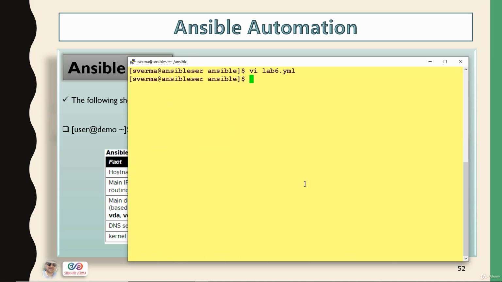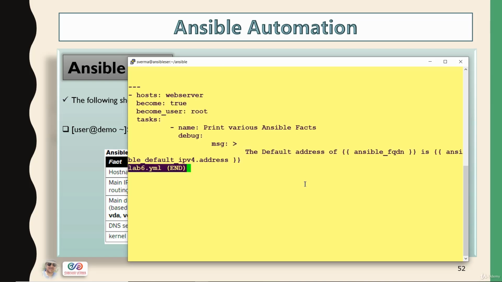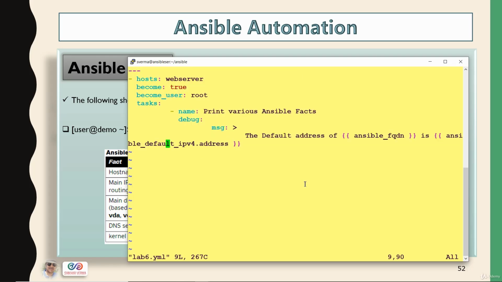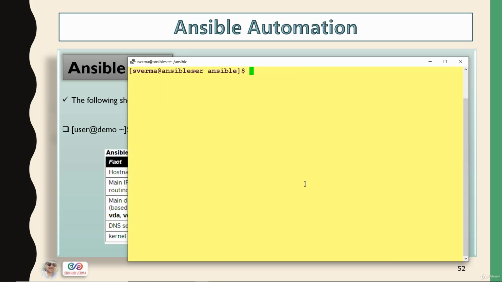So let me come out and let me run this one. And one more thing I just want to know, hosts web server. Okay, let me run it for 2 servers. So I am going to change this one. Prod is a group on which we have 2 servers, that is client 1 and client 2.